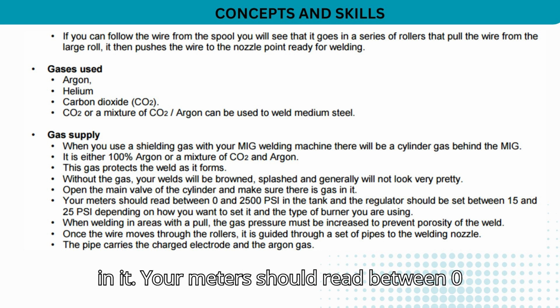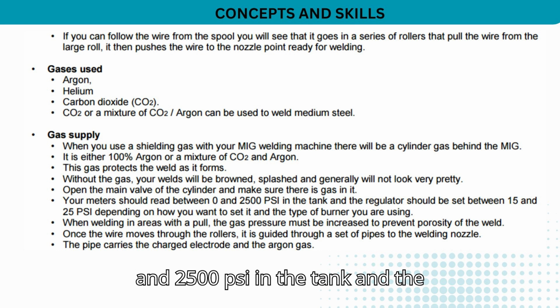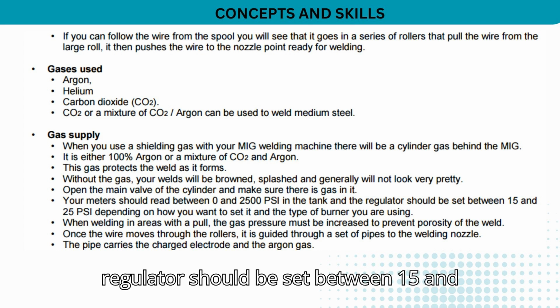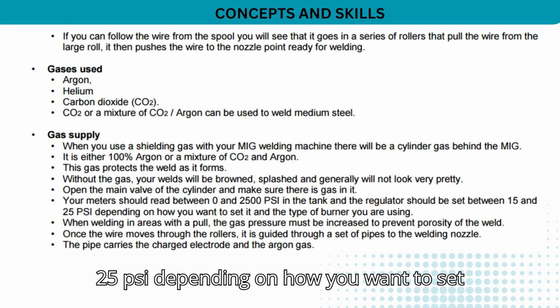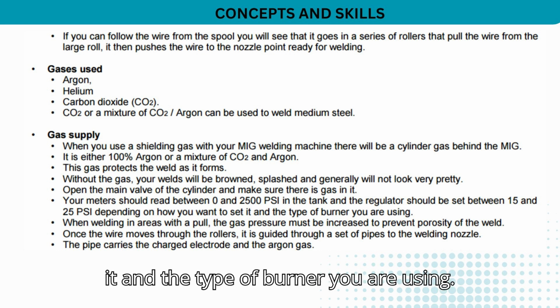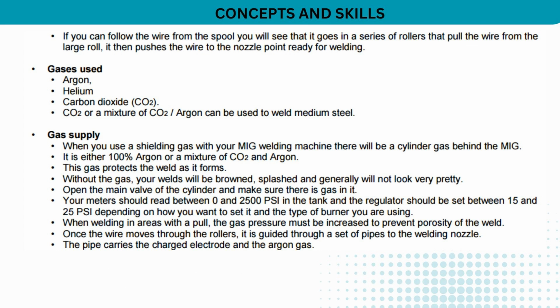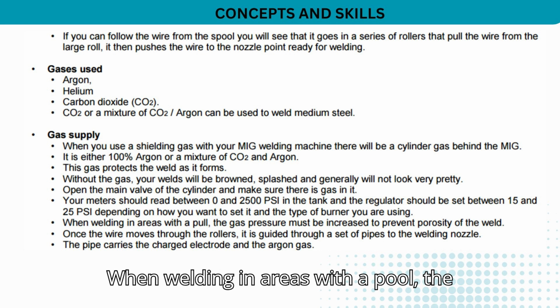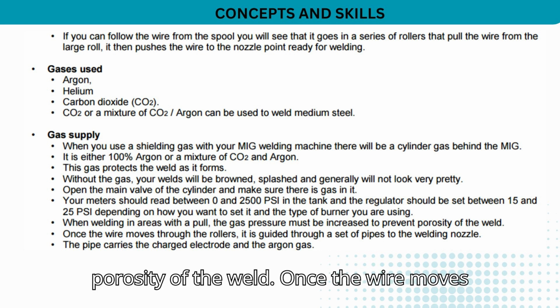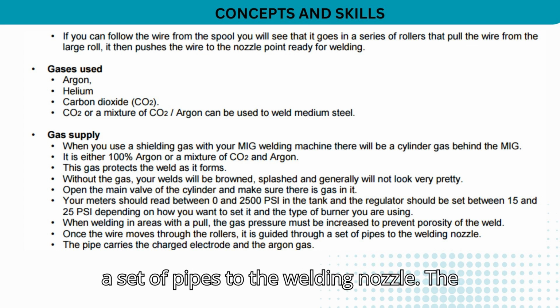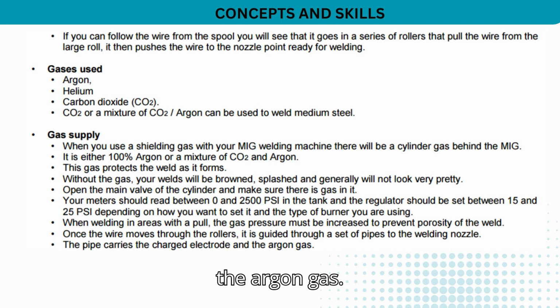Your meters should read between 0 and 2500 psi in the tank and the regulator should be set between 15 and 25 psi depending on how you want to set it and the type of nozzle you are using. When welding in areas with a draft, the gas pressure must be increased to prevent porosity of the weld. Once the wire moves through the rollers, it is guided through a set of pipes to the welding nozzle. The pipe carries the charged electrode and the argon gas.